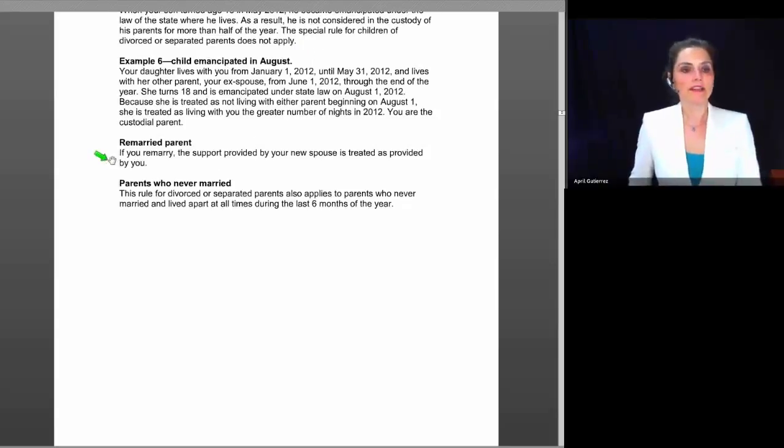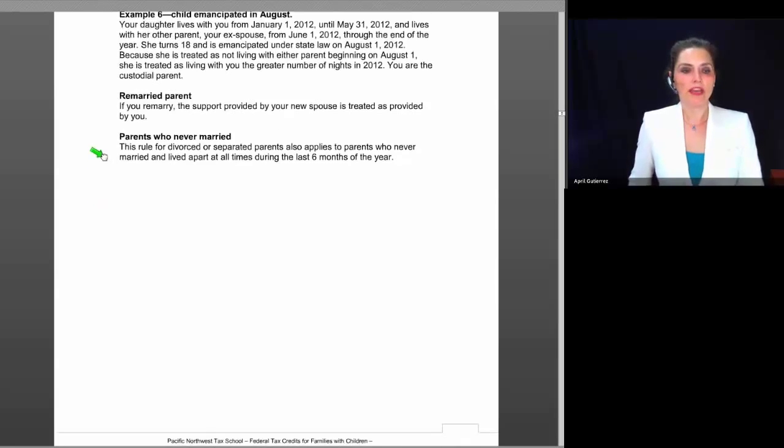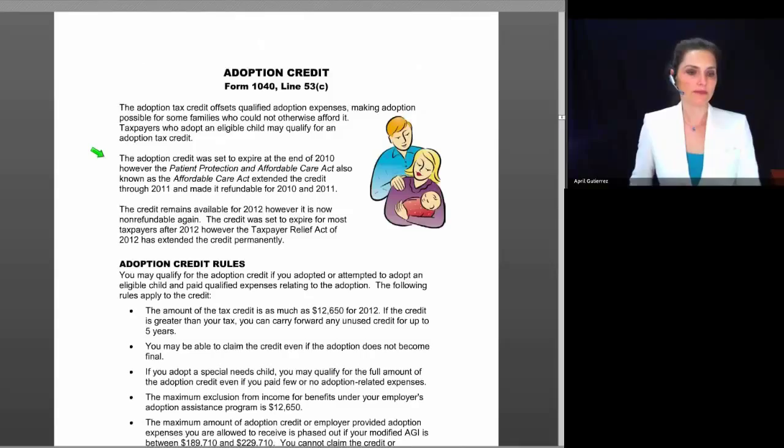Remarried parent, if you remarry, the support provided by your new spouse is treated as support by you, and parents who were never married, the rule for divorced or separated parents also applies to parents who were never married and lived apart at all times during the last 6 months of the year.